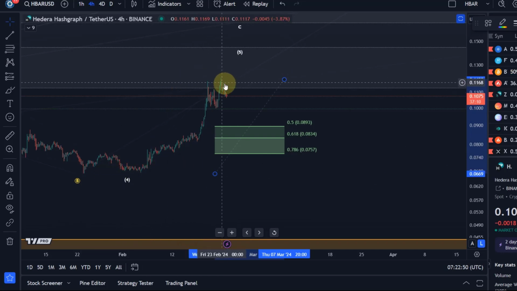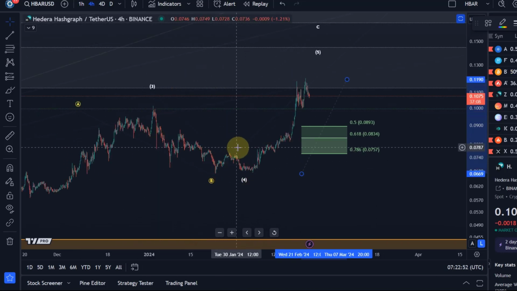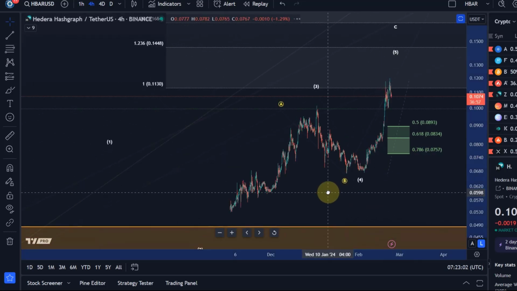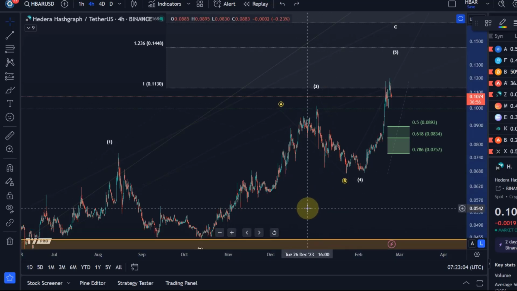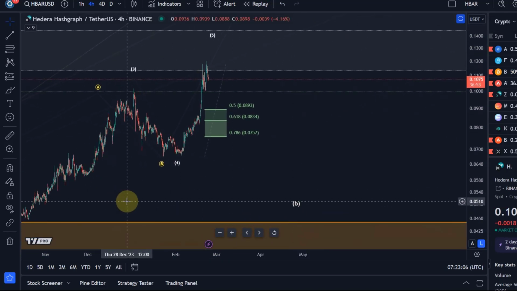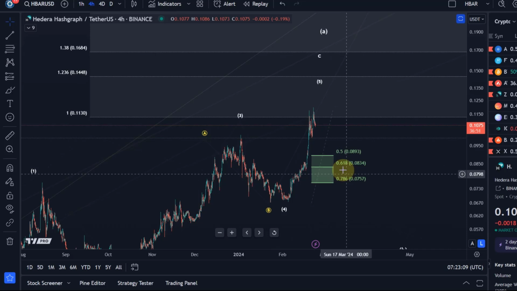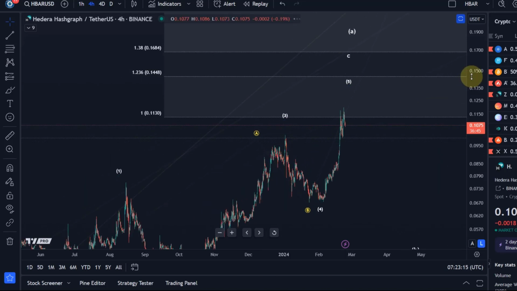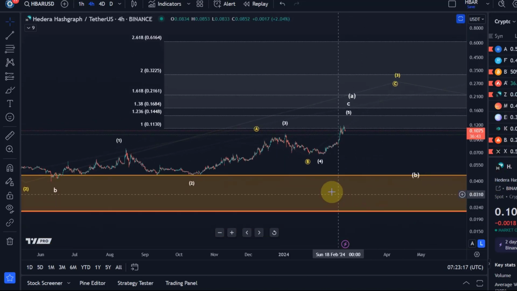I'm not going to put a micro count on here, but I think there could be a 1, 2, 3, 4, 5. It can still get a few squiggles higher, but if there's a pullback that takes a break below 7.5 cents, it would suggest that wave B in white has started. Once we have the top, I can add some kind of support area. But for now, the trend is up here for HBAR.